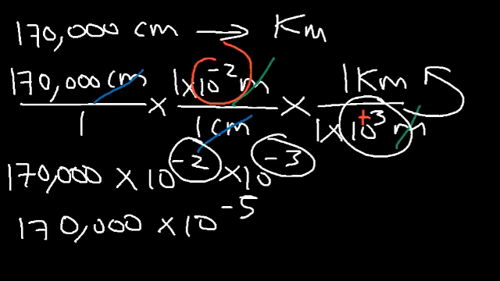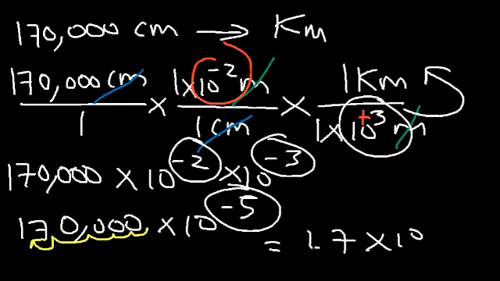So now we need to put the number in appropriate scientific notation. We need this number to be between 1 and 10. So we need to move the decimal point 5 units to the left. 1, 2, 3, 4, 5. If we do that, this exponent is going to increase by 5. Negative 5 plus 5 is 0. So it's 1.7 times 10 to the 0. Anything raised to the 0 power is 1, so the answer is 1.7 kilometers.